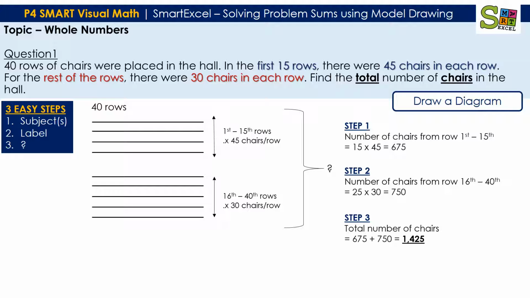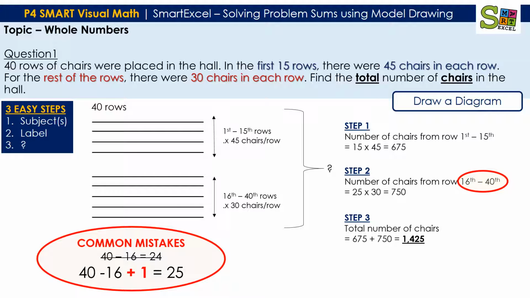Okay, for this question, the most common mistake made by students that I would like to highlight is this part, the 16th to 40th row. Most students will just minus off 40 minus 16, which is wrong. Why? Because when we just take 40 minus 16, we are actually just having the 17th row itself till the 40th row. So the 16th is not included. So they should actually take 40 minus 16 plus 1. Alright, and it will give them 25.